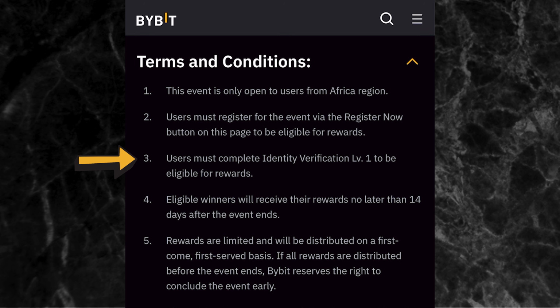So this means that you must have completed the ID verification on your Bybit account before you can claim this reward. Now, number 4 says eligible winners will receive their rewards no later than 14 days after the event ends. So it means that after this event is over, just wait for 2 weeks or 14 days and you will see your reward in your rewards hub.